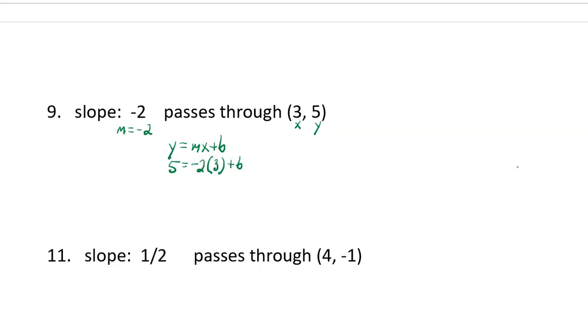And now solve this. 5 is equal to -6 plus b. If you add 6 to both sides, you get that 11 is equal to b. So the answer is y equals -2x plus 11.